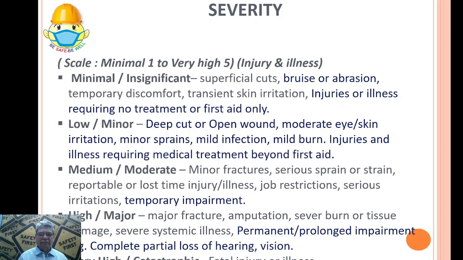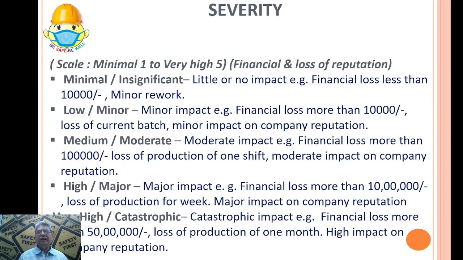Value 4 to high or major severity, that means major fracture, amputation, severe burn or tissue damage, severe systemic illness, permanent and prolonged impairment, that is complete or partial loss of hearing or vision. And number 5 to very high or catastrophic, that is fatal injury or illness. So friends, you can use this chart, and with the help of that you can do the risk assessment whenever you are doing it at your site. It's a very easy guide for you that whenever you are doing risk assessment you can refer to this. Now severity in other terms.